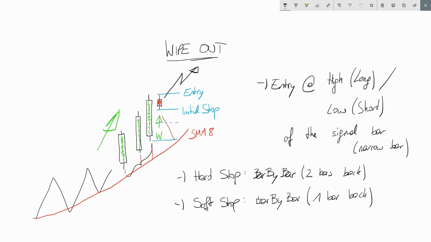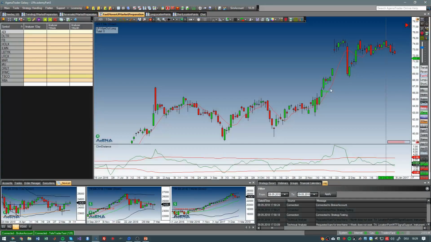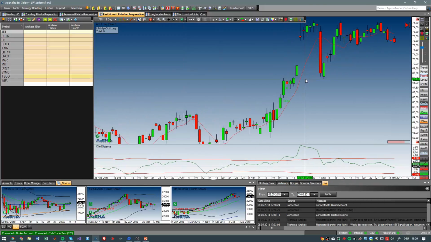And yes, basically I think now I told you everything about the wipeout signal. That means I have to stop with my whiteboard. I like drawing here, but I have to stop, and we will go into Agena. I have pre-selected some charts where we can see very nicely how a wipeout will look, and I can just show you what's going on here.